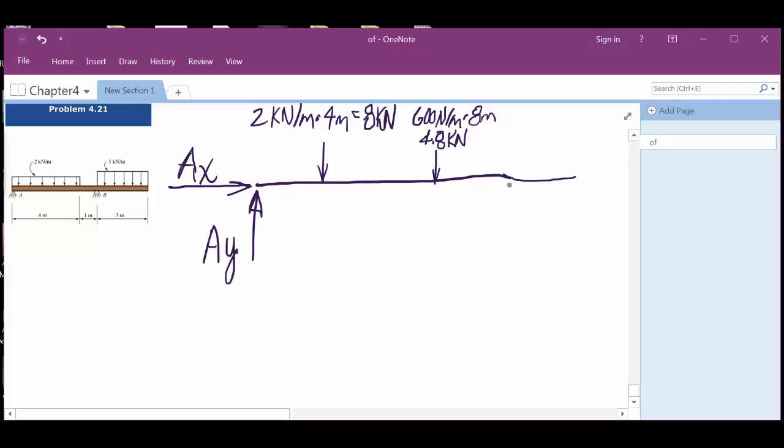Then we've got By right here, and then we've got some more beam extended out beyond that, so cantilevered out, right? And there's another evenly distributed load on that, which is 3 kilonewtons per meter times 3 meters. So that's going to be 9 kilonewtons. There is no BX because it's on a roller, right?